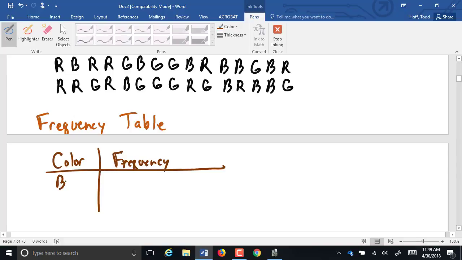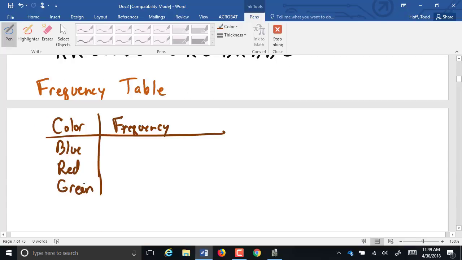So let's go blue, red, and green. Now, when I'm constructing this, I usually add an extra column that's just kind of a working column that helps me create my table. If I were presenting this, this middle column that I'm putting in here would not be there. I'm just going to call it the tally column. And all that's for is to help me tally up the responses.